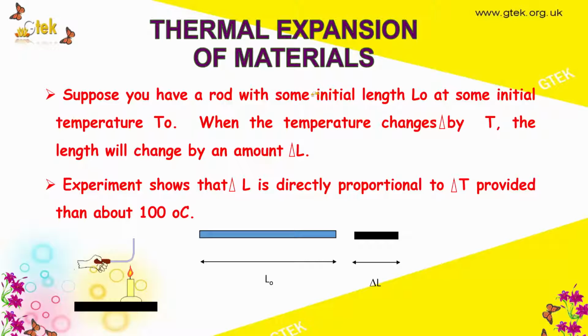We shall now see about thermal expansion of materials. Suppose we have taken a rod with some initial length L0, at some initial temperature T0. When the temperature changes by delta T, the length will change by an amount delta L. These experiments show that delta L is directly proportional to delta T, provided the change is less than about 100 degrees Celsius. Because of this, the material expands.